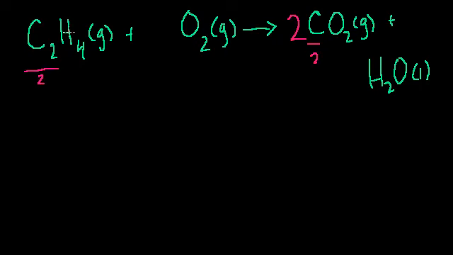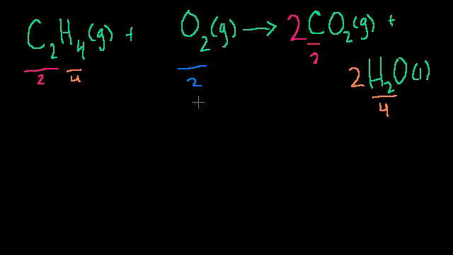So on this side of the equation, I have 4 hydrogen atoms. How many hydrogen atoms do I have on this side of the equation? Let's see. I have 2 hydrogen atoms right there. So I want to have 4 on both sides, so let me put a 2 in front of the water. So now I have 4 hydrogen atoms. Cool. Finally, oxygen. On the left-hand side, I have 2 oxygen atoms.